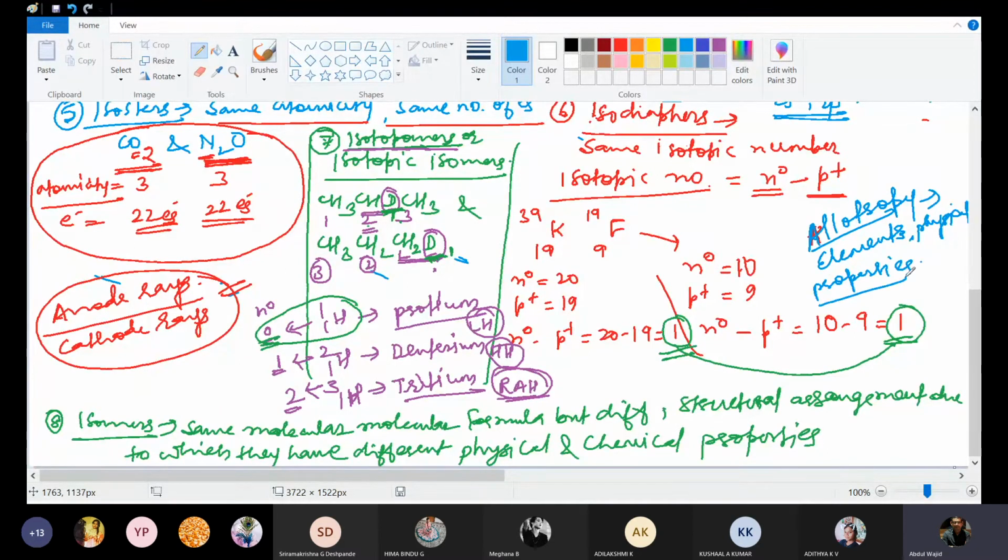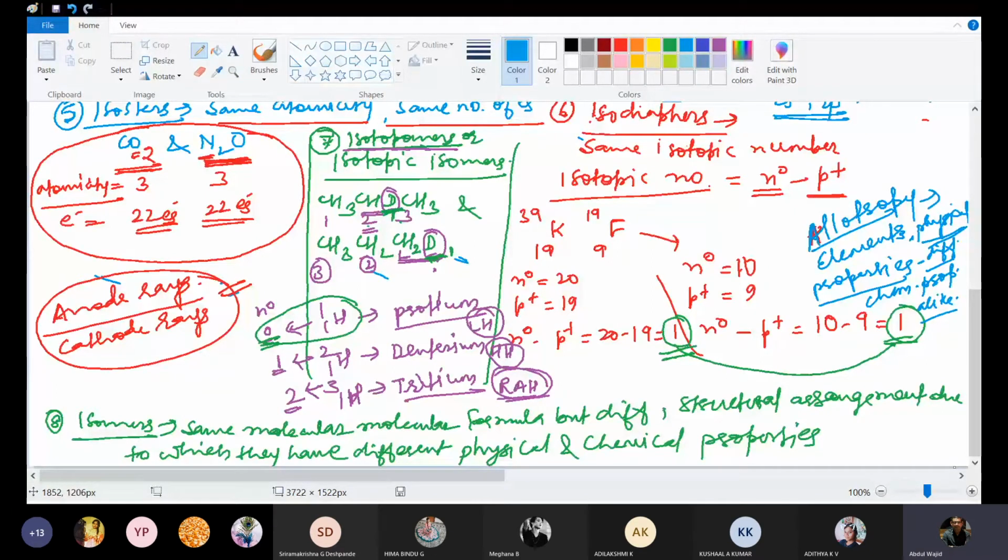Diamond and graphite, fine. Diamond and graphite both will have different physical properties but the same chemical properties. Their physical properties will be different, but chemical properties will be alike, will be the same.